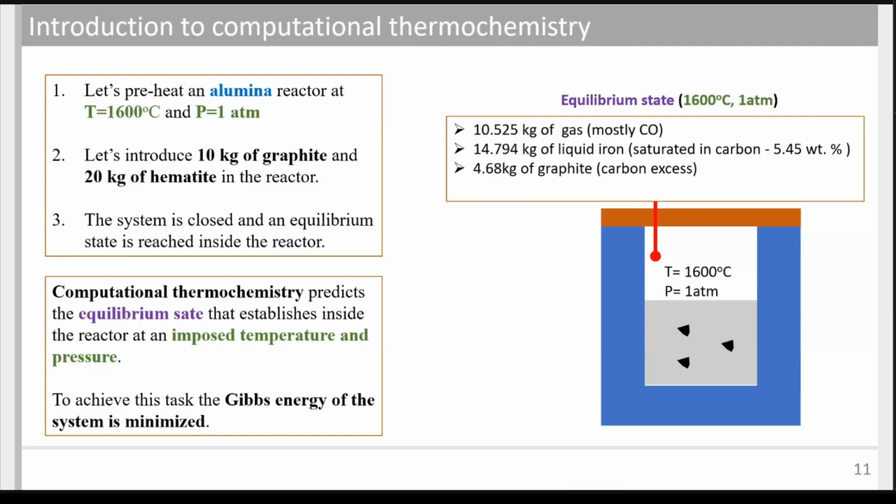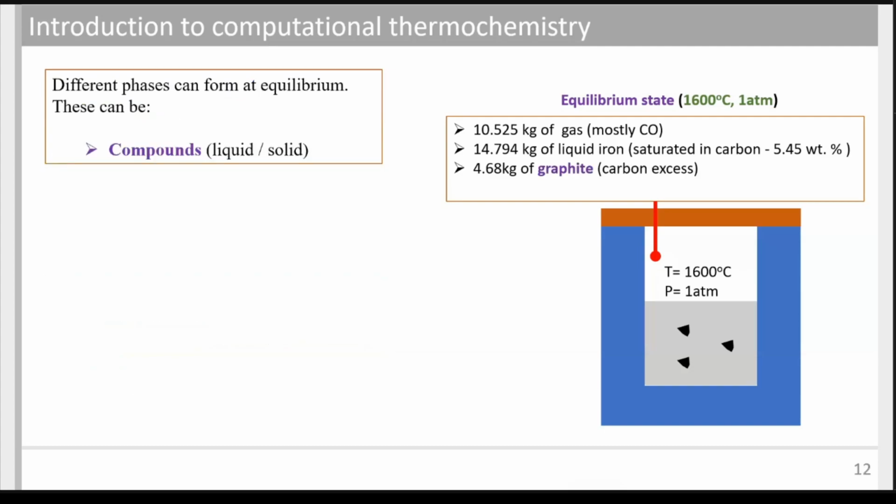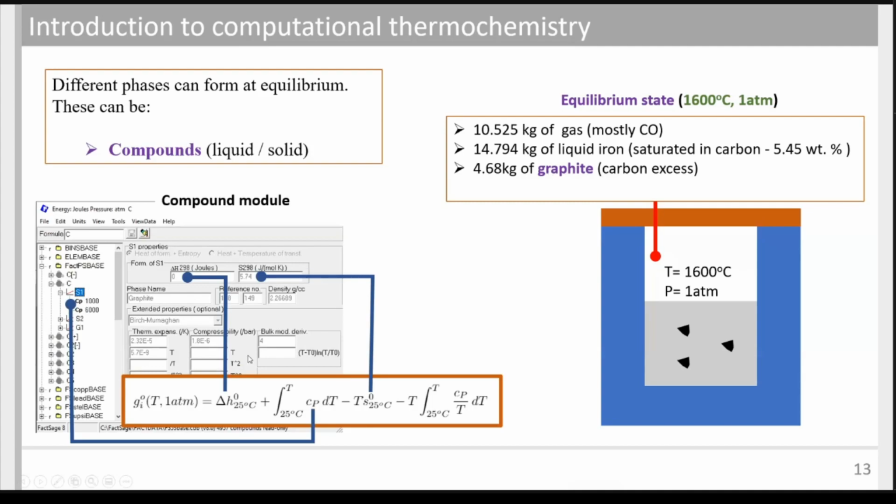So in this specific example, there are two types of phases to be considered. You can see here in the result, I will analyze the result panel in a moment, we have graphite, and we'll call this phase a compound. A compound can be liquid or solid. Of course, when we want to define the Gibbs energy of this compound, we'll need a model. This is a typical model that is used to describe the Gibbs energy of a stoichiometric compound.